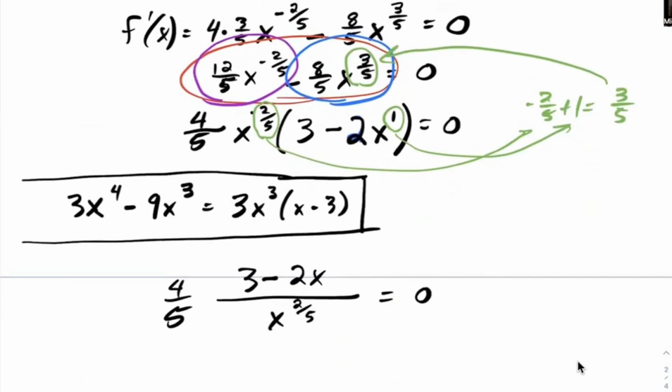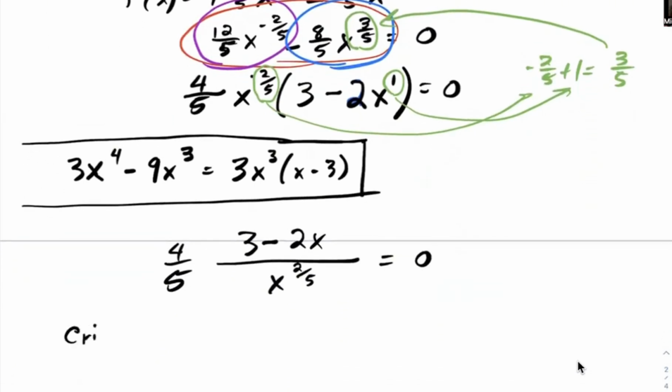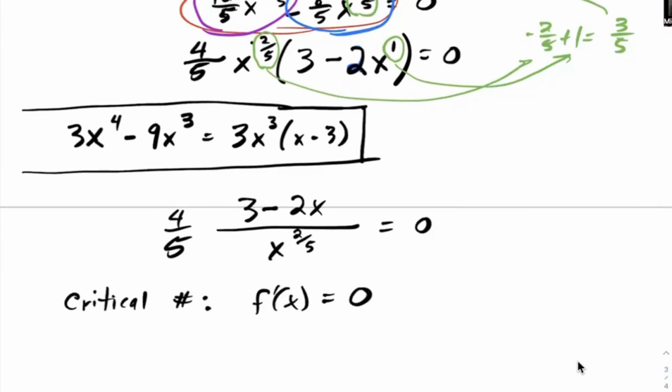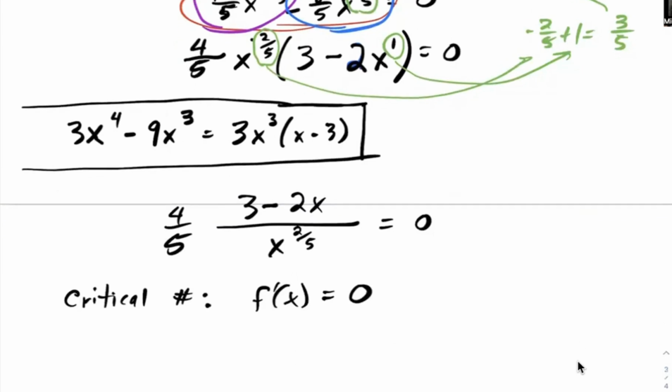All right, so for a critical number, we want to consider the derivative equal to 0. So when does that derivative equal 0? Well, that is when the numerator is equal to 0. I don't have to worry about the 4/5 out front, I just need to worry about the things that have x's in them. So I have 3 minus 2x equals 0.